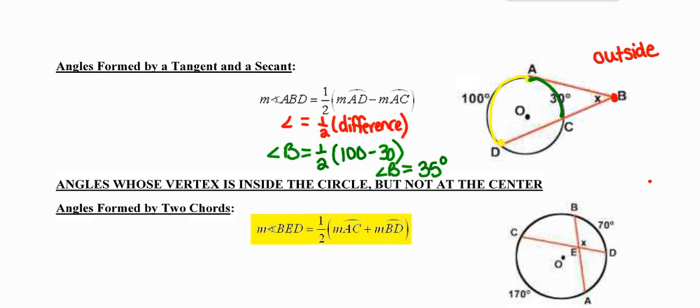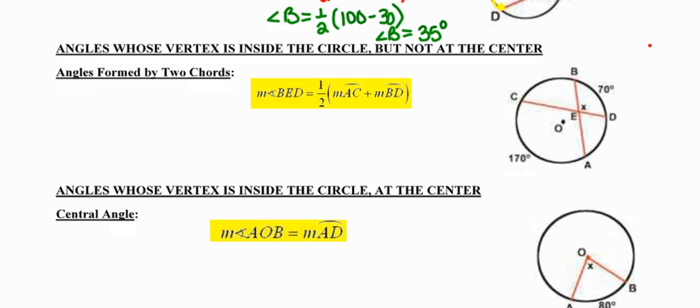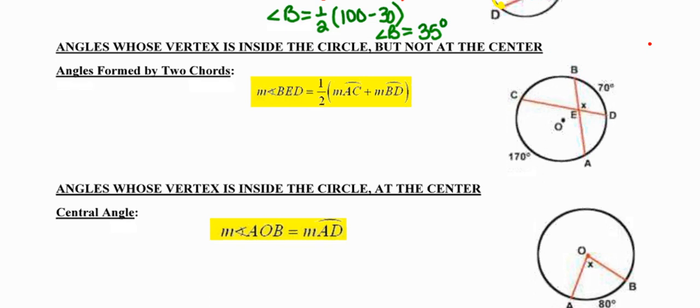Let's take a look at what happens when the vertex of the angle is inside the circle, but not at the center. This says that the measure of angle BED, which is represented by X in the picture, is going to be half the sum of arcs AC and BD. And it's helpful to understand why or how come that is.